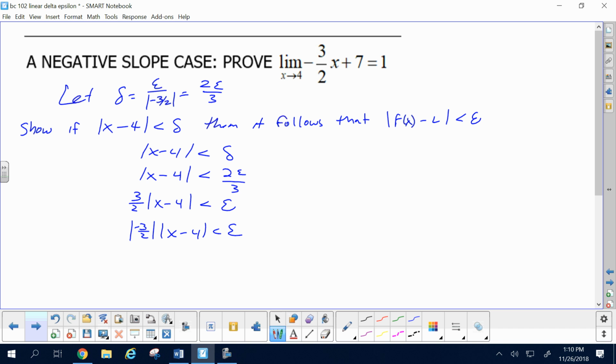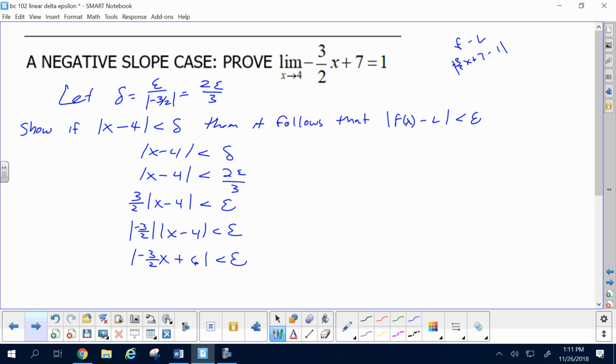We also know that two absolute values can be multiplied together. So that gives me |-3/2| x plus 6. Okay, now what? I'm trying to get f minus L. So it helps to think, well, if I want f minus L, then I want this: -3/2 x plus 7 minus 1, yeah? So now what do I do?